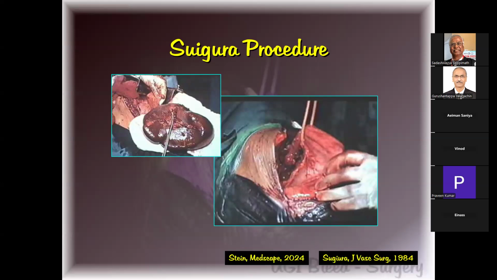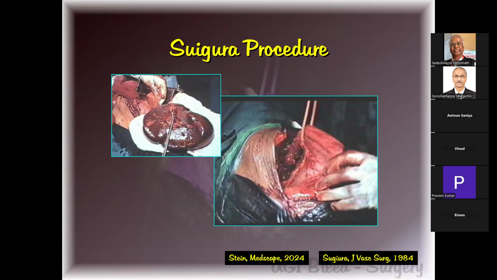Stepwise, I don't know. Sorry. Okay, it has a gastric component and an esophageal component. It has an extra gastric component and an intragastric component because you have to completely devascularize the stomach.